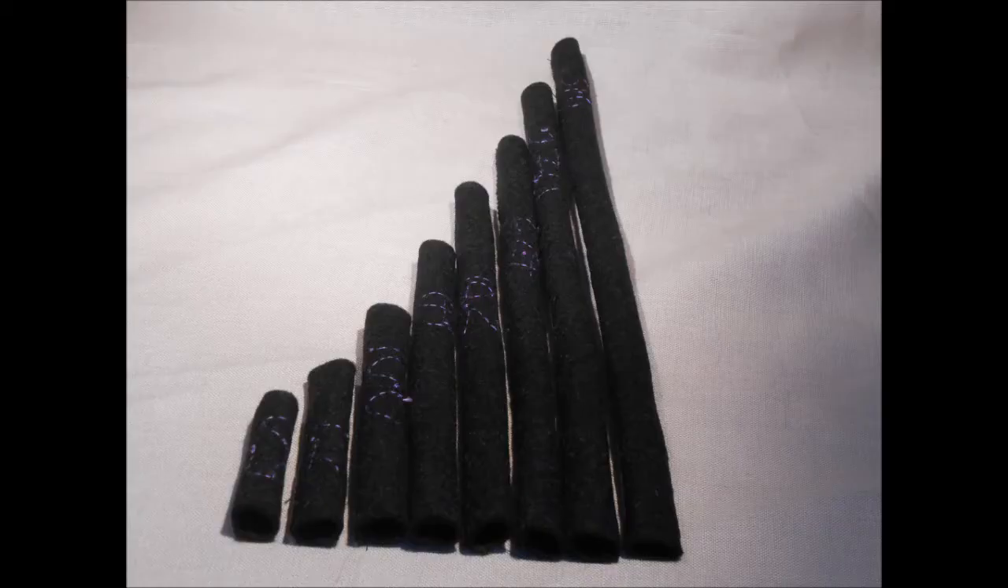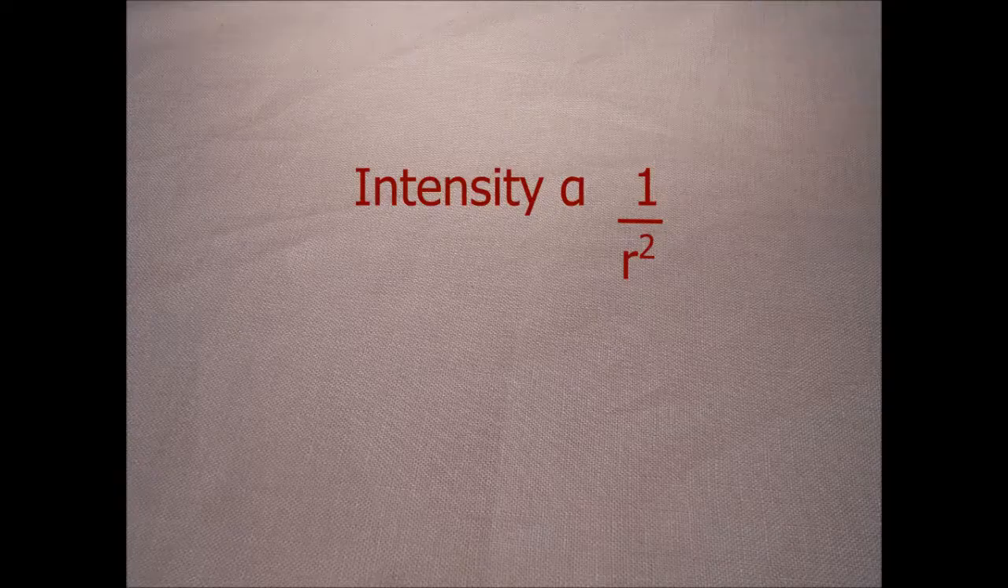I used this set of tubes for this experiment. They're made out of black felt, so it soaks up light well, made by sewing felt tubes around a wooden stick, and the purple embroidery you can see is the length of each tube, embroidered on to avoid confusion. Theory says that light from a point source, which this little light bulb is as near as dammit, spreads out as though it's on the surface of a sphere. So the intensity of light at any distance r from the source is proportional to 1 over r squared. This is an example of an inverse square law.